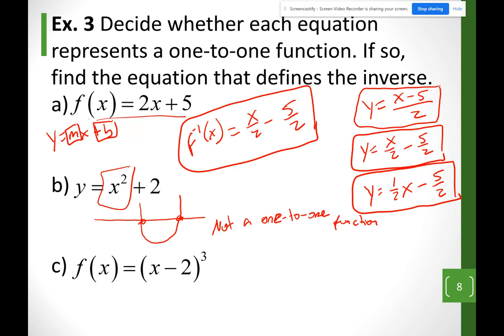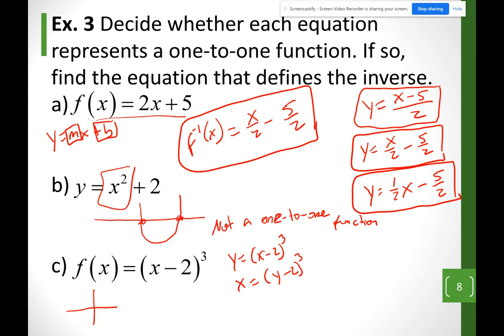Now, for example C, to the third power looks something like that. Yeah, that's definitely going to pass the horizontal line test. So how am I going to find the inverse? First of all, let me write this as y equals, right? Instead of f of x, I'm going to write this as y. Y equals x minus 2 all to the third power. Let me solve for y, but first let me switch the x and the y. I have that x equals y minus 2 all to the third power.